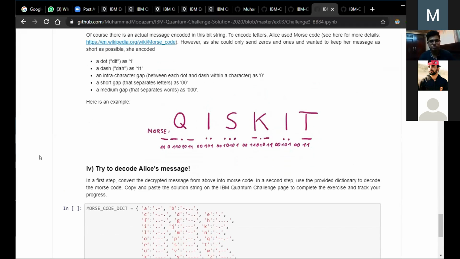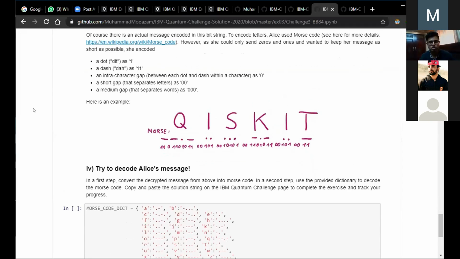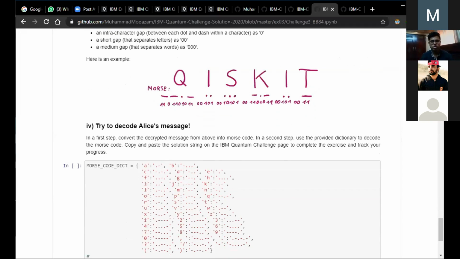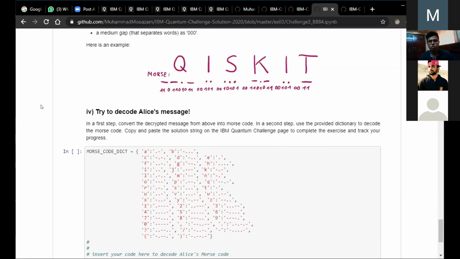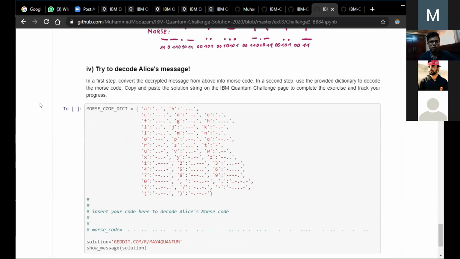using a Morse code translator. We copy the decrypted message. The decrypted message is not printed here, but it's in the repository part. We copy it and change it into Morse code by using a Morse code translator. Then we got Morse code, in the form of dashes, dots, and spaces. That's how Morse code looks like.